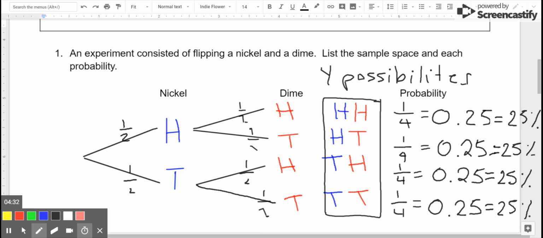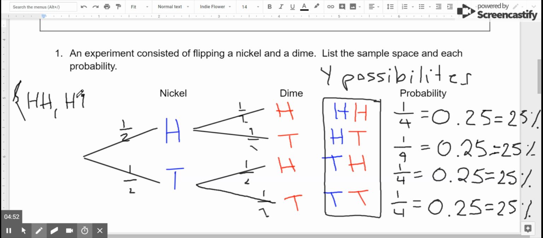So the sample space I've listed a couple times. I've listed it in the form of a probability tree, and I've listed it by just outlining my outcomes. I could have also listed my sample space using curly brackets. So I could have said heads heads, heads tails, tails heads, tails tails. They all mean the same thing, so it really just depends on your preference. I happen to like the tree best because it lets me see the path of possibilities, right? I could get heads and then tails, etc.